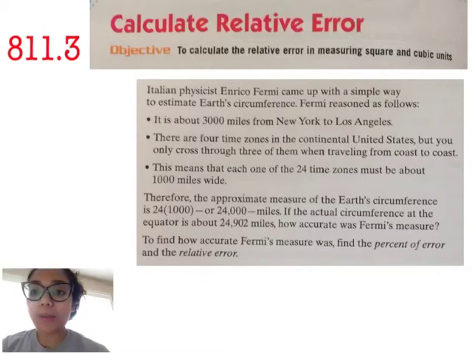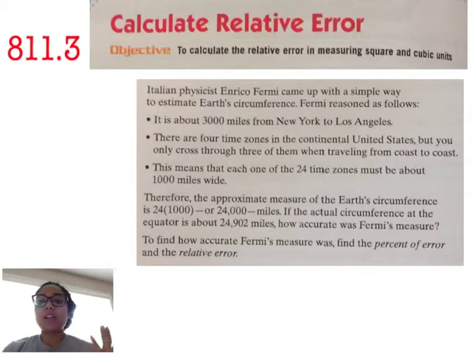Okay, so this is Chapter 11, Lesson 3, Calculating Relative Error. Your objective is to calculate the relative error in measuring square and cubic units. So the big question is, what is relative error? Relative error is another way to describe the extent of error. And percent of error is one way to describe how accurate a measurement is. Both of these things you need to know.